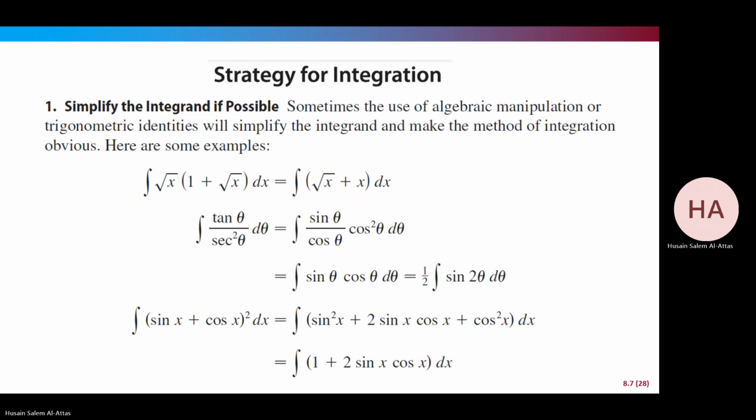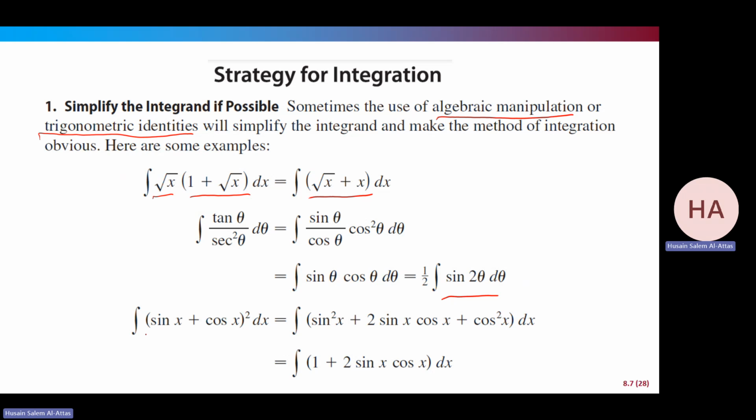First, it's always good to simplify the integrand. Sometimes use algebraic manipulation or trigonometric identities to simplify the integrand and make the method of integration obvious. For example, if you have this, you just do the multiplication, and now the integration is easy. Tan theta over secant squared, you can change it into sine and cosine. It's only sine 2 theta, which is easy to do.